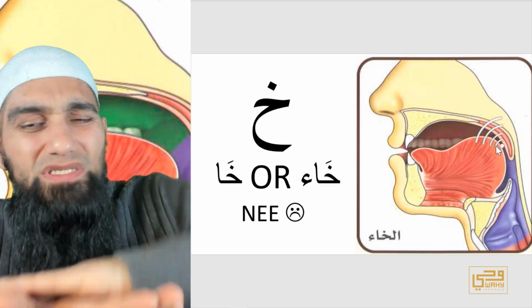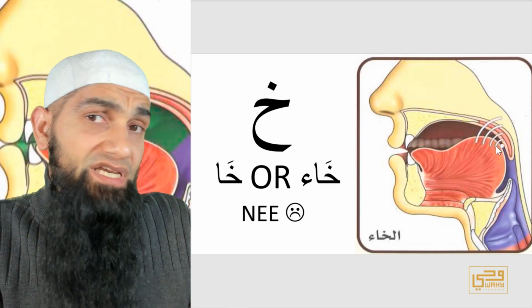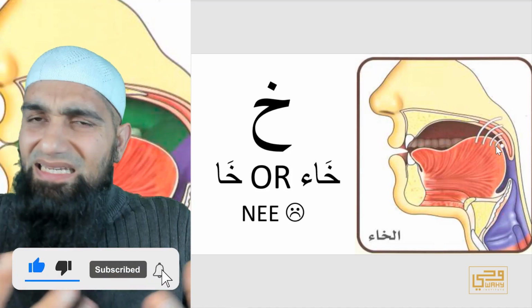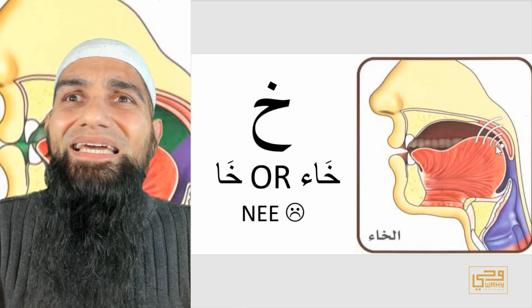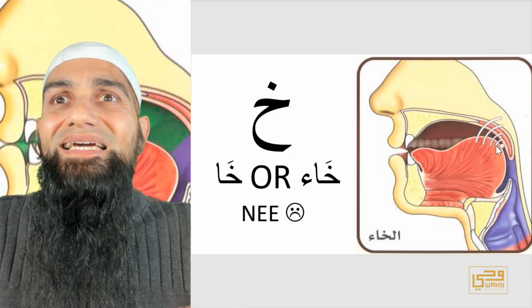Now this letter, when it has a kasra, like Khi, then it will be the lowest level of heaviness, and it is called at-tafkhim al-nisbi, meaning it is heard as a light letter. Okay, so Khi.